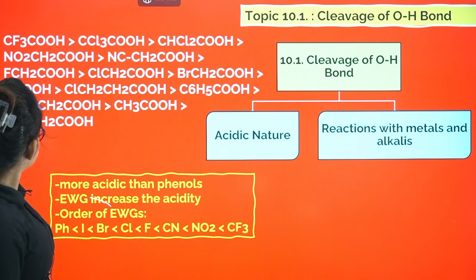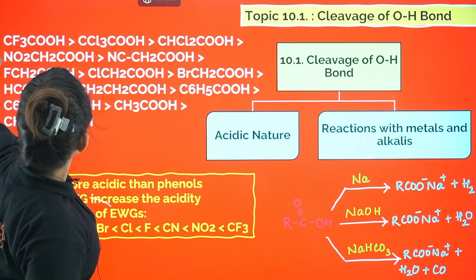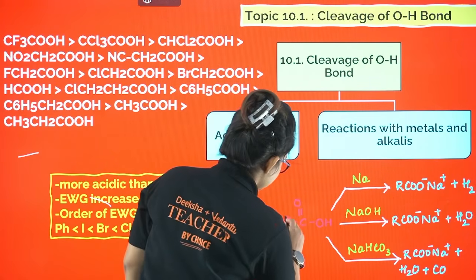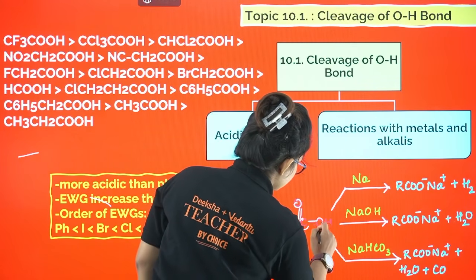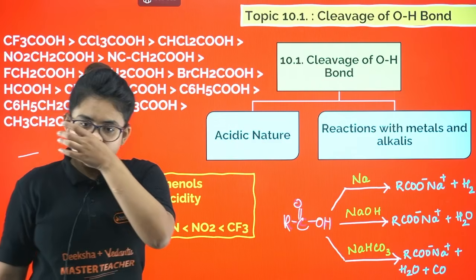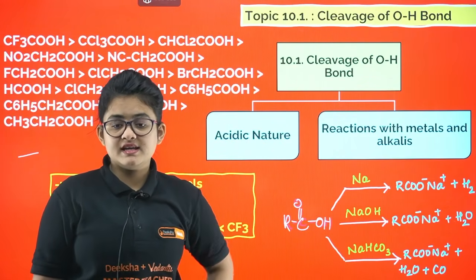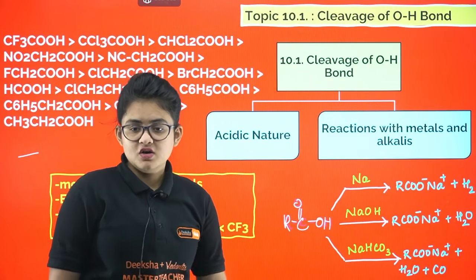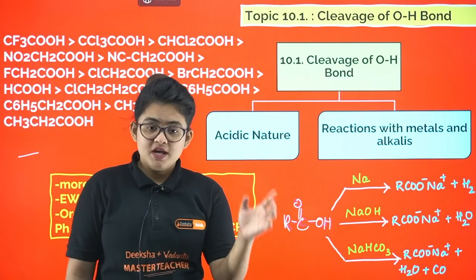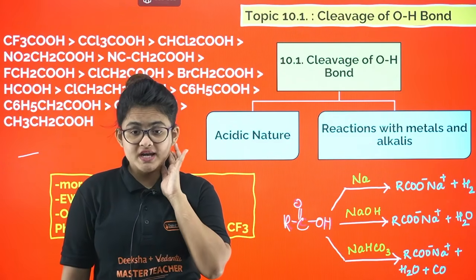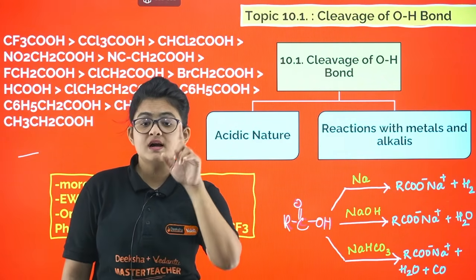Now here you can see this is basically the reaction with metal. This thing I guess is not visible, wait. Okay, so if you have a carboxylic acid, it can react with sodium metal, as well as NaOH, as well as NaHCO3, and you will get the carboxylate. If it reacts with only metal, you will get hydrogen gas. If it reacts with a base, meaning NaOH, you will get salt plus water. If it reacts with NaHCO3, you will get salt, water plus carbon dioxide.